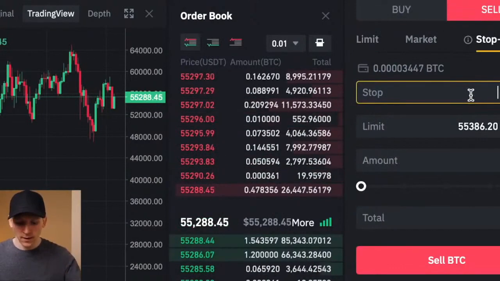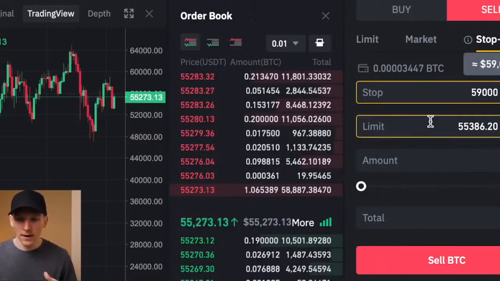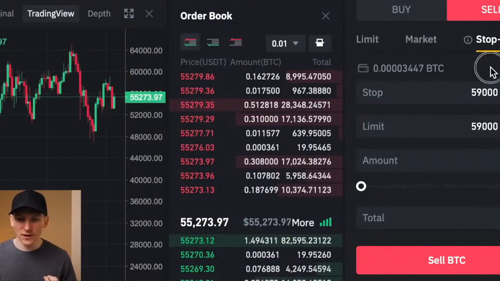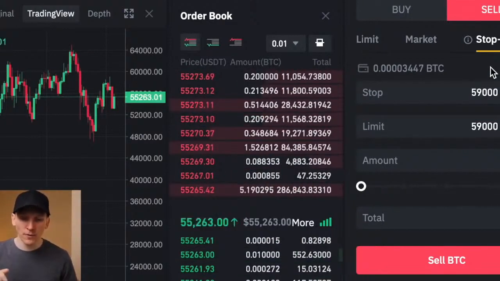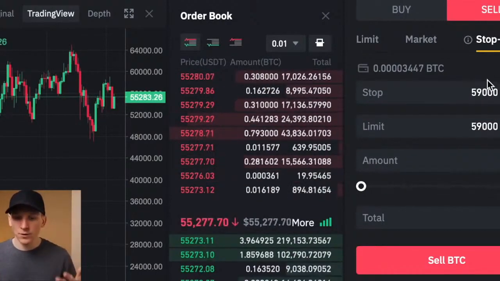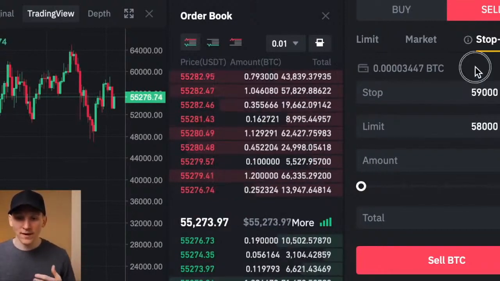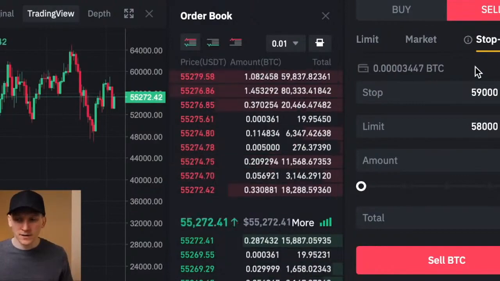So stop limit 59,000 and my limit order is 59,000. When the price gets to 59, put in a limit order for me at 59. Now what you can also do is put your limit in at 58. So what you're saying is when the price gets to 59, basically just dump my Bitcoin.